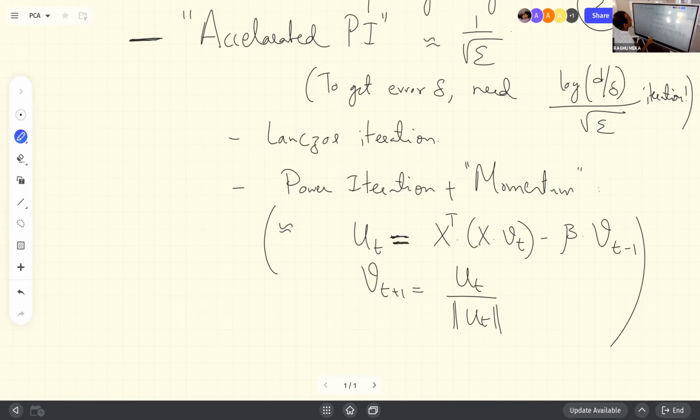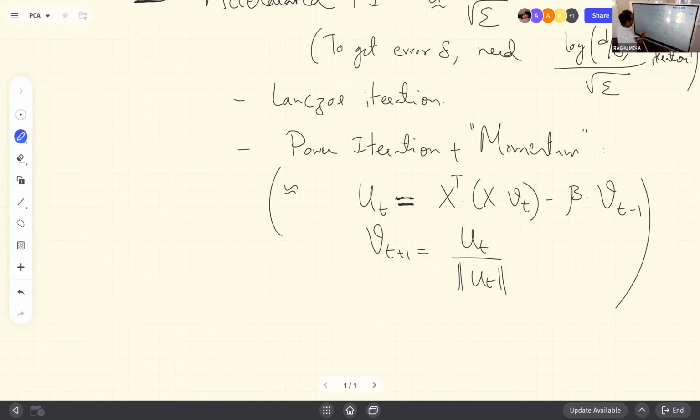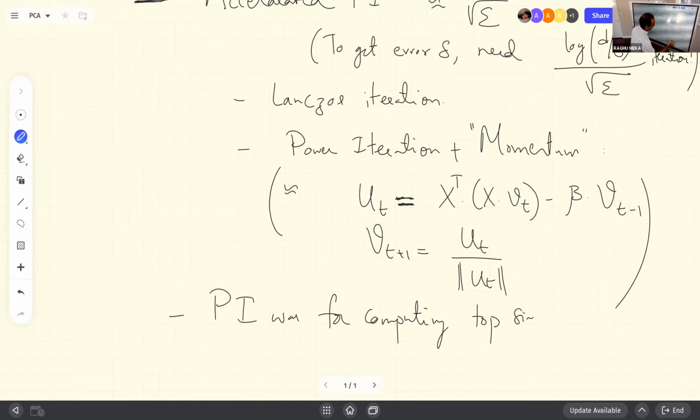The other thing I want to say is, okay, so PI was for computing the top singular vector.